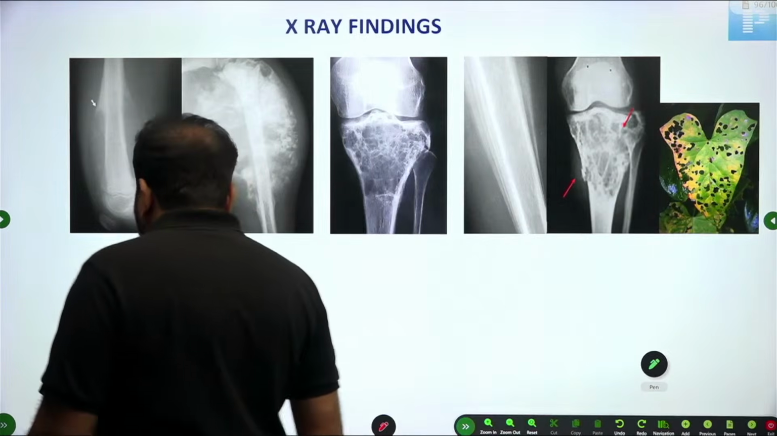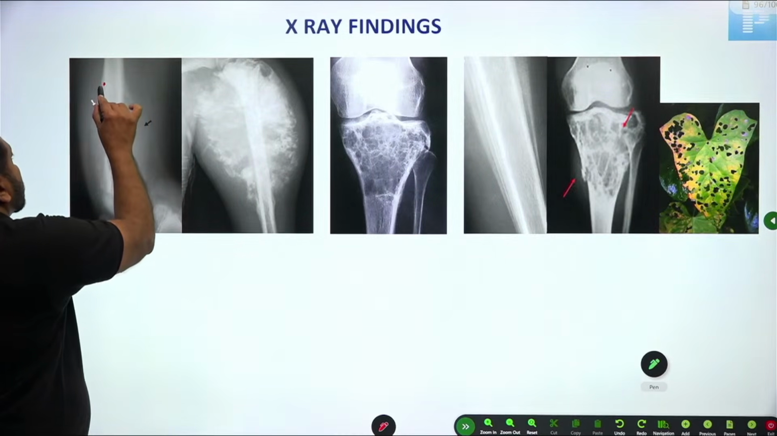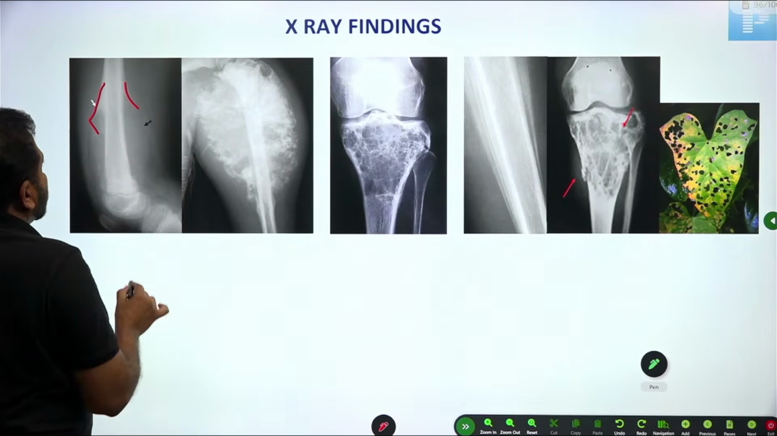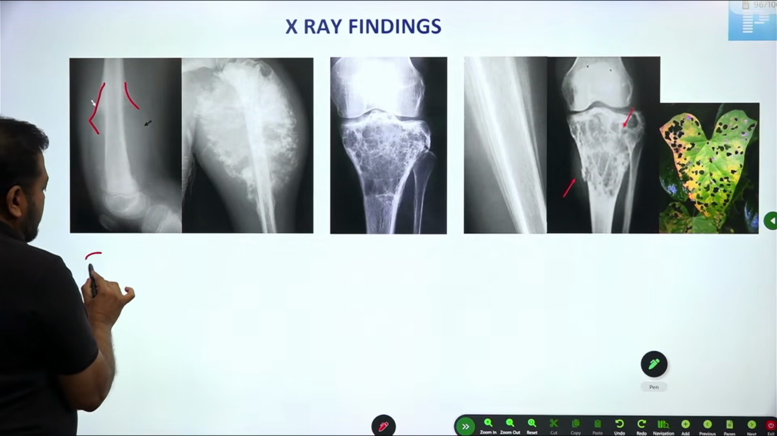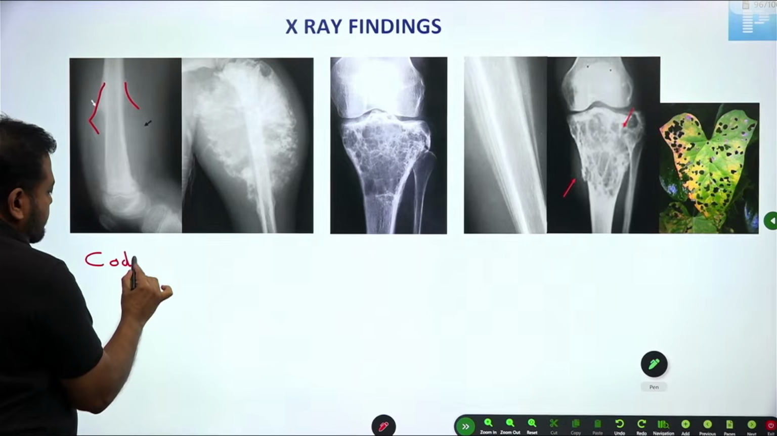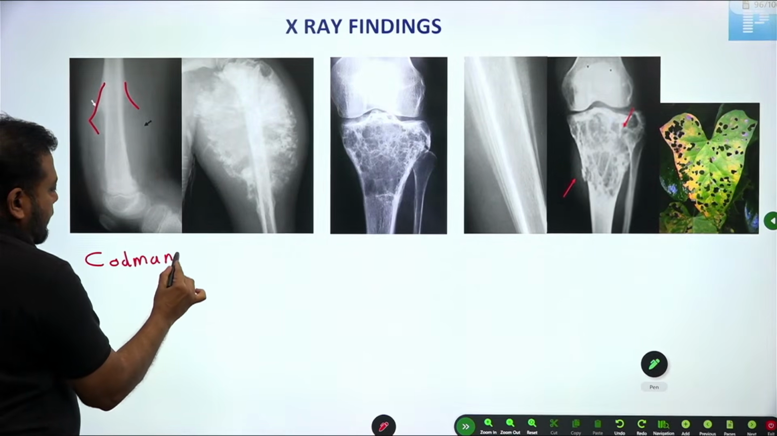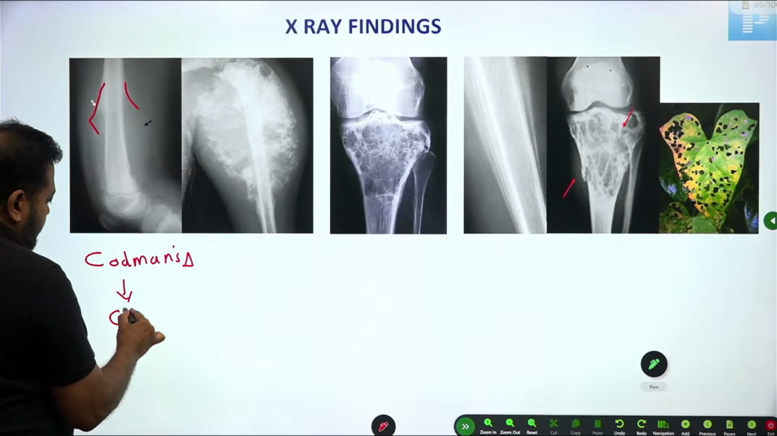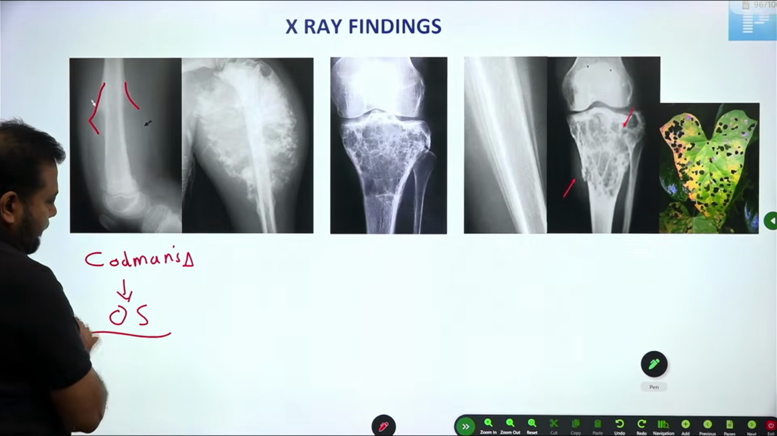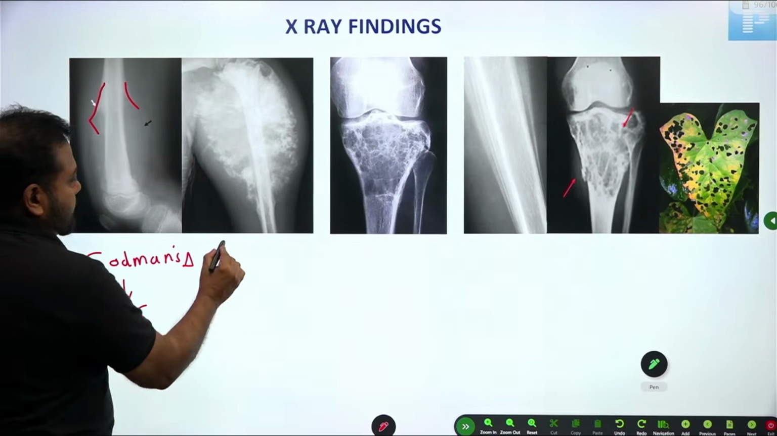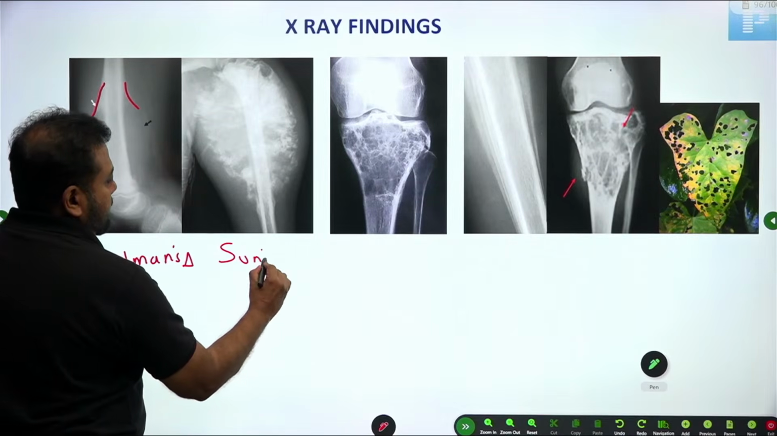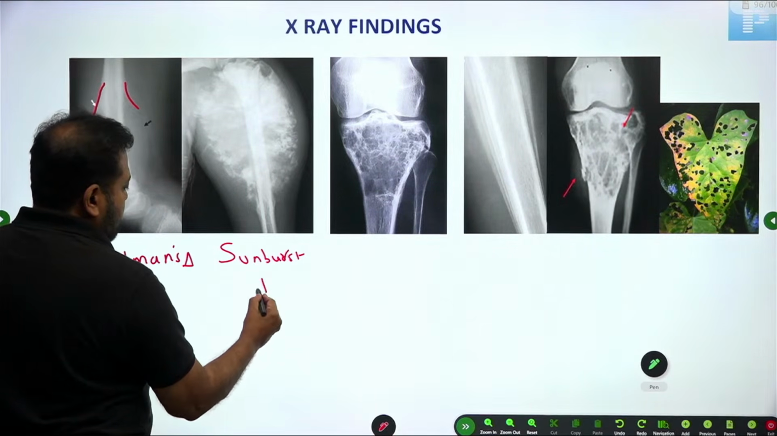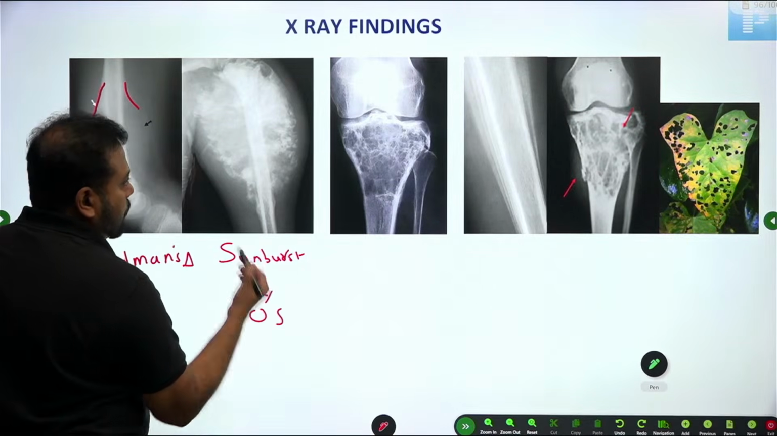Here you see there is elevation of periosteum. This is called Codman's triangle. It is osteogenic sarcoma. This is sunburst appearance. This is again osteogenic sarcoma.